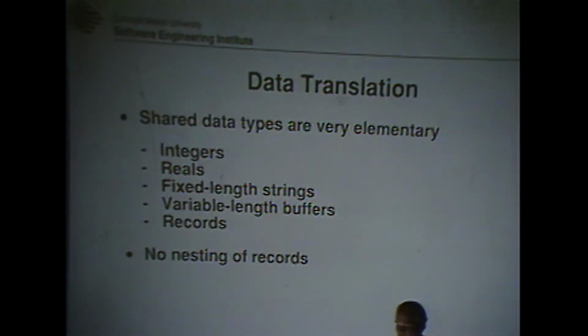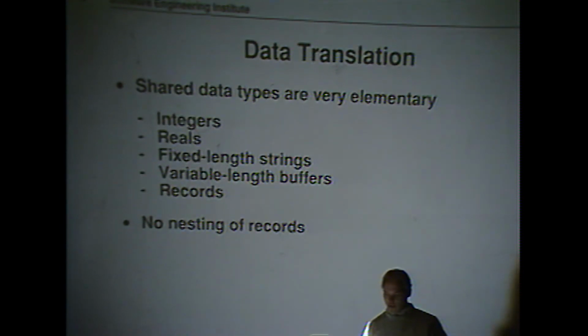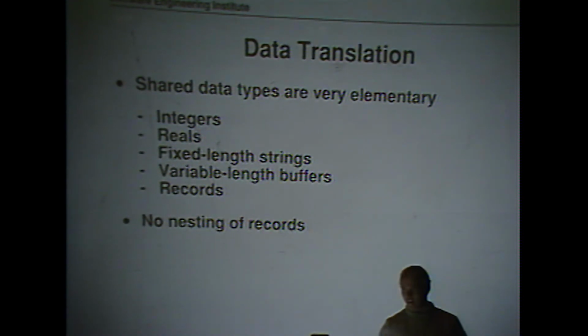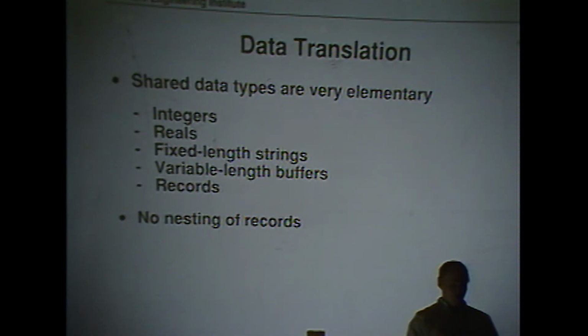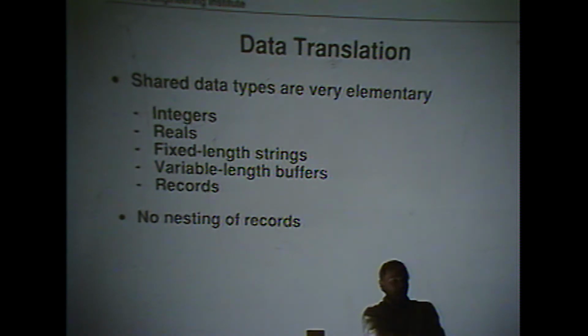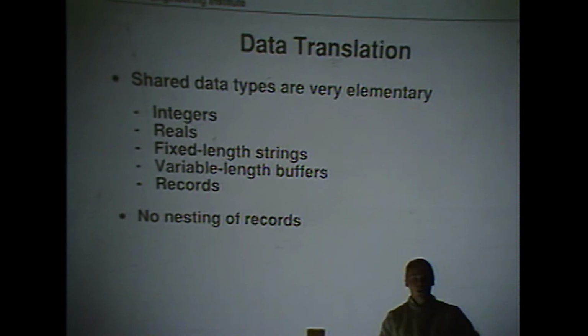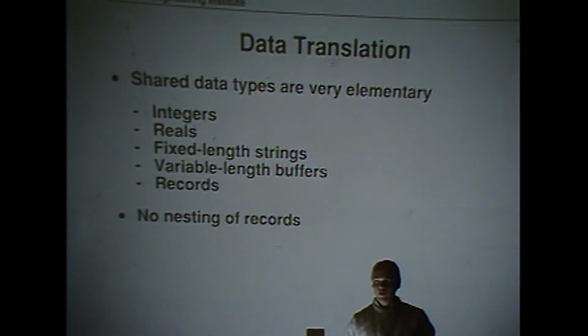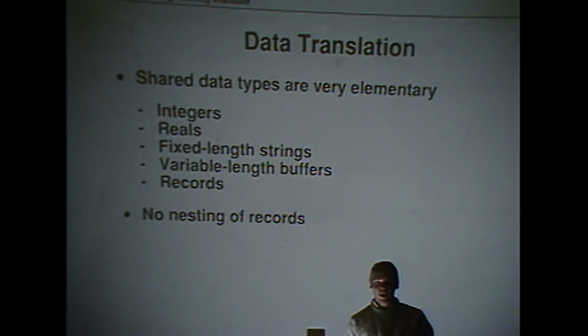So once again, the complaint about our shared data is that it is very elementary. You get integers, reals, fixed length strings, variable length strings, and records, and you can't have records of records. That was something I was rather upset about, but it got too complex to do records of records. But we do have a semi-pointer mechanism. ID values can be assigned to record components, so you can sort of mimic pointers if you'd like to.